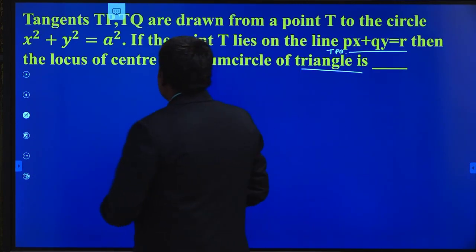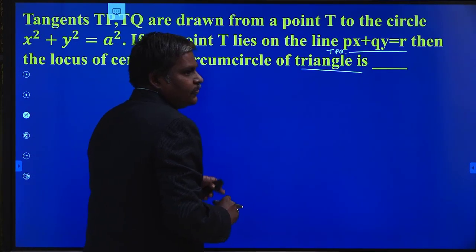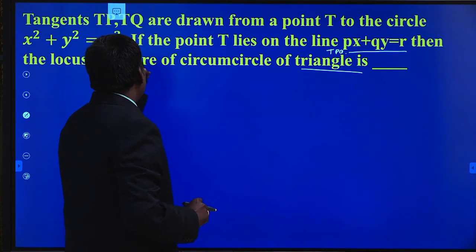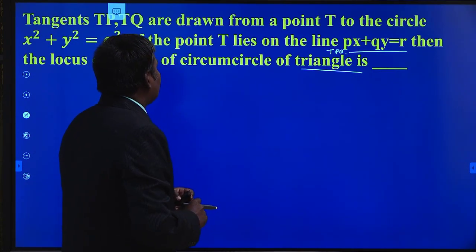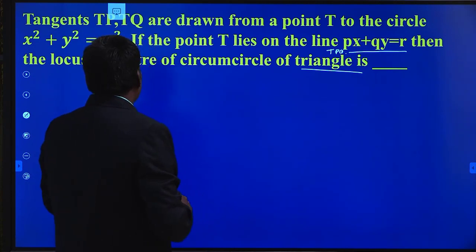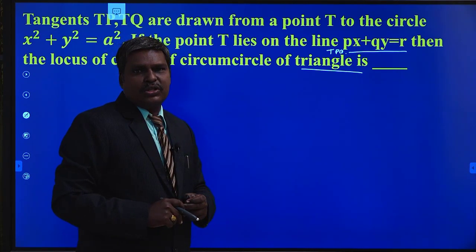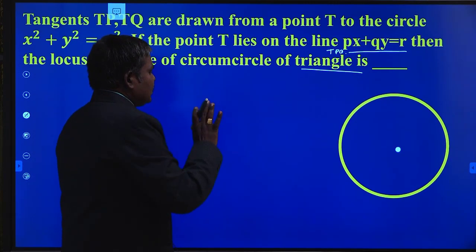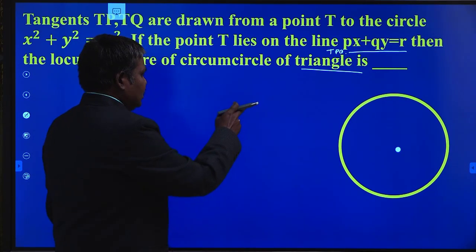This is the question. I would like to draw the figure by reading it sentence by sentence. Tangents TP and TQ are drawn from the point T to the circle x square plus y square is equal to a square. See here, this is the circle. This is the center of the circle, as shown in this figure.